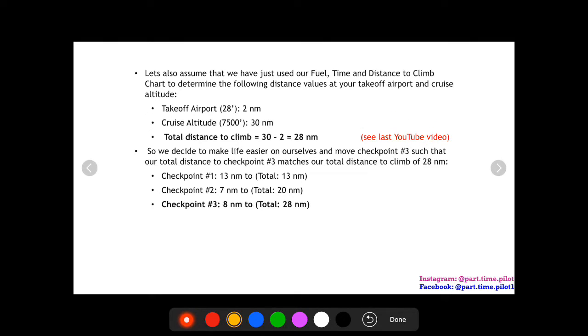Now let's make life easier on ourselves, as I described in the last video, and move checkpoint 3 such that it sits right at our total distance to climb of 28. Before, this last checkpoint was 11 nautical miles; let's make it 8 so that our total from our takeoff airport is 28. Now when we reach checkpoint 3, we will be at the top of our climb, or expected top of climb.